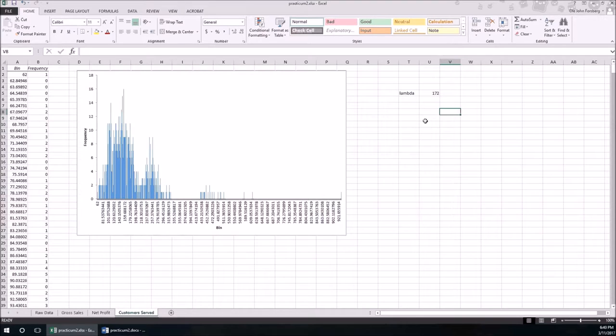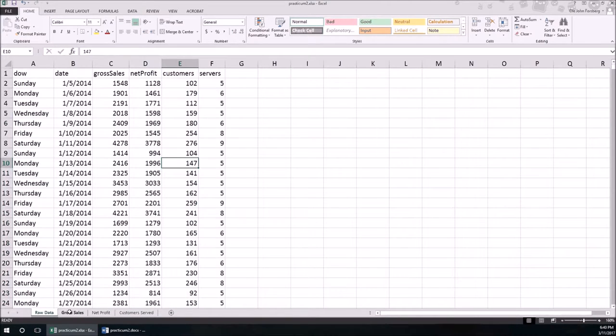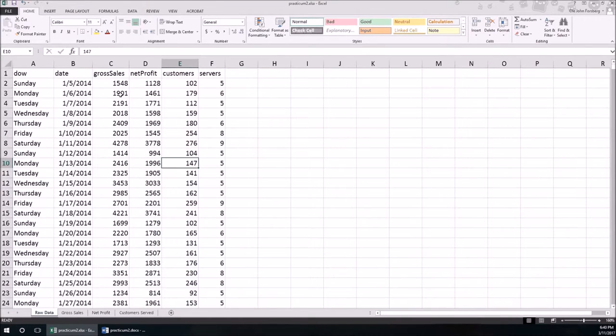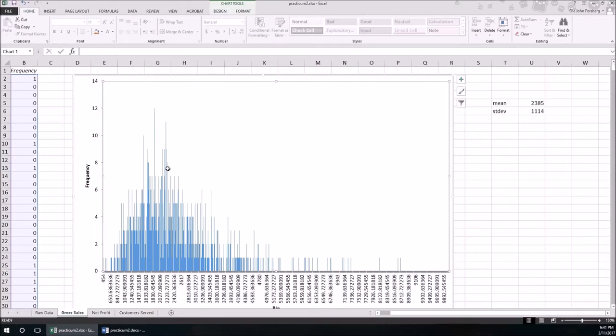So let's go over this one more time. Started with the data. Gross sales was the first one. We know gross sales is a continuous random variable, even though it's recorded as integers. I can make gross sales of $1,548.03. I could make gross sales of $1,548.97. Since it's a continuous random variable, that means it's uniform or exponential or normal. Uniform would be flat, exponential would start high and go low, normal would have the bump. Two parameters to the normal, the mean and the standard deviation.